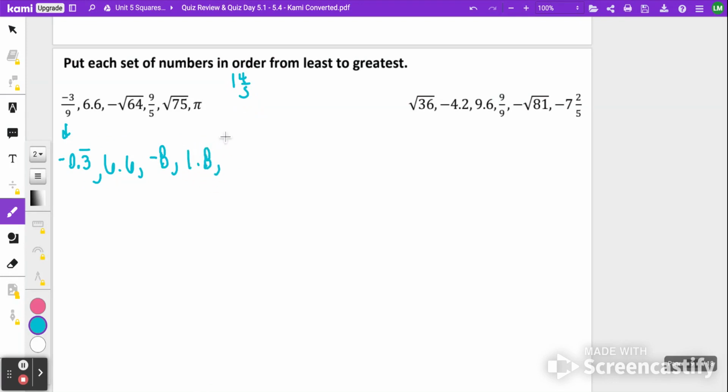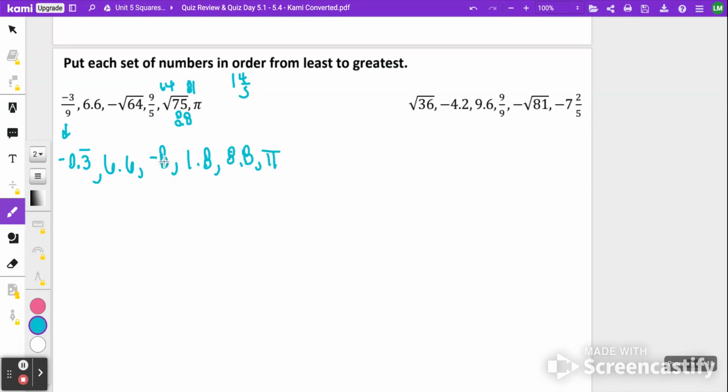The square root of 75, I've got 64 on one end and 81 on the other end. It is closer to 81, so we're going to guesstimate that's like 8.8, almost 9. So we'll say 8.8 and then pi.